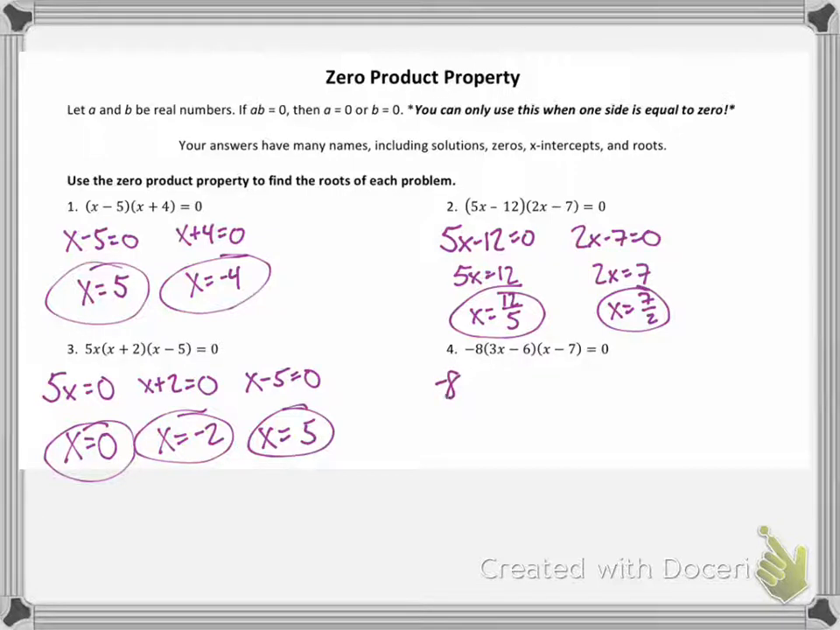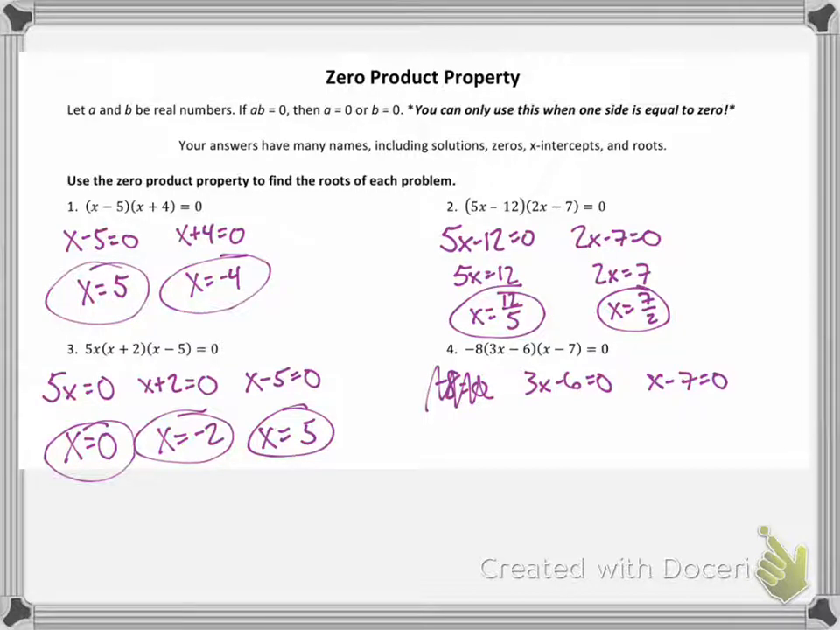I take each factor and set it equal to 0. So I'm going to do that with the negative 8, the 3x minus 6, and the x minus 7. Now, there's one instance here where it's irrelevant if you set it equal to 0, and that's the case here, number 4. So the factor out in front was a negative 8. There is no variable with it, so if I look at it here, I see negative 8 equals 0. That's pretty much irrelevant, because negative 8 can never equal 0.